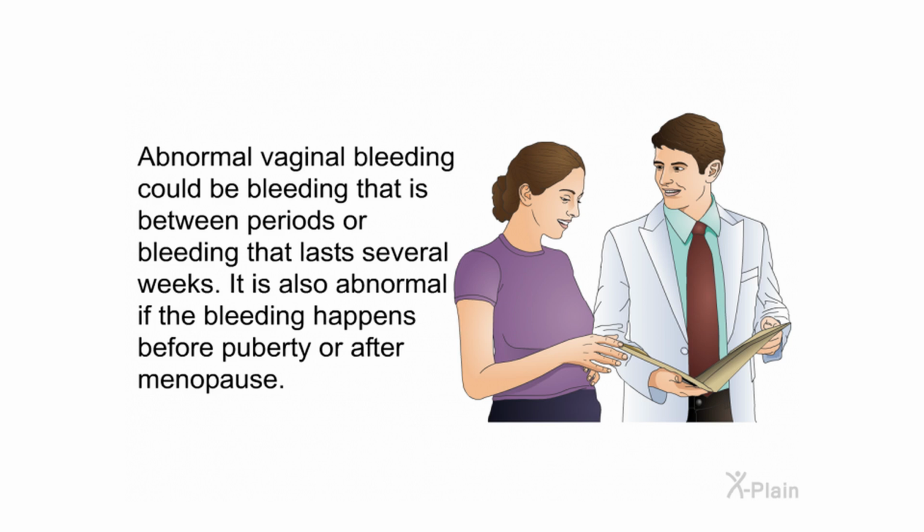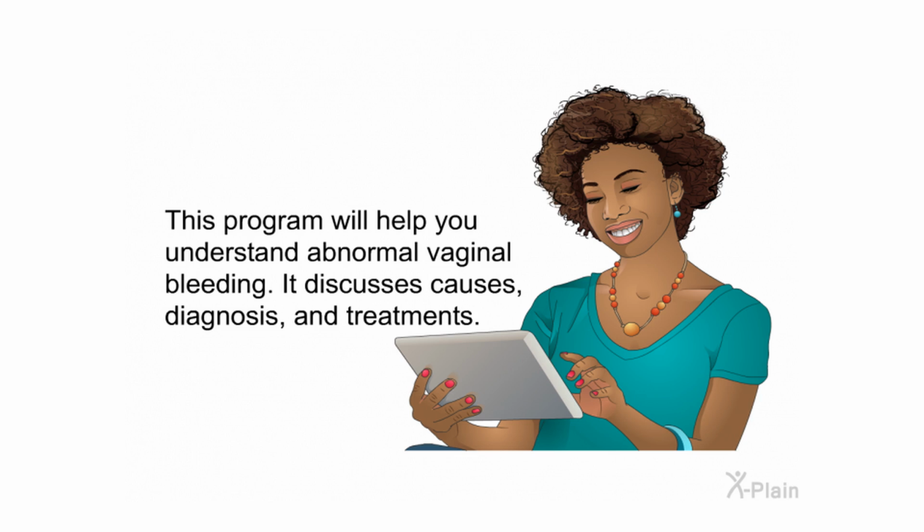Abnormal vaginal bleeding could be bleeding that is between periods or bleeding that lasts several weeks. It is also abnormal if the bleeding happens before puberty or after menopause. This program will help you understand abnormal vaginal bleeding. It discusses causes, diagnosis, and treatments.